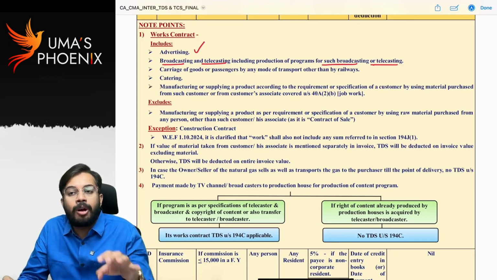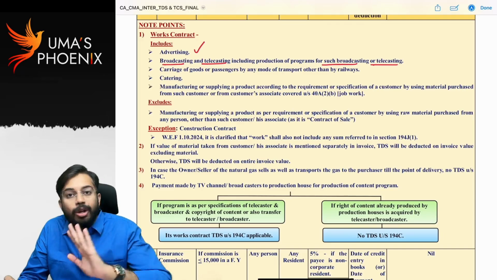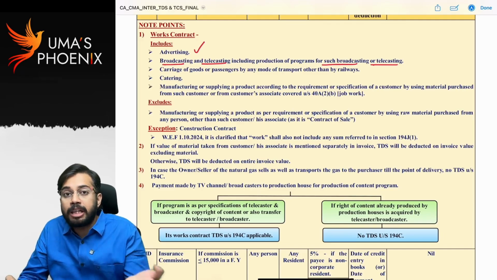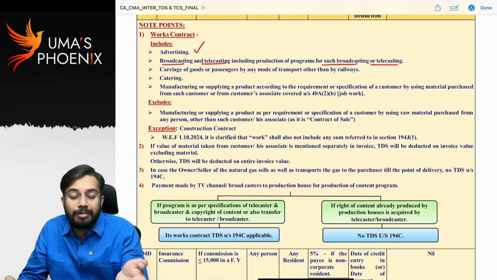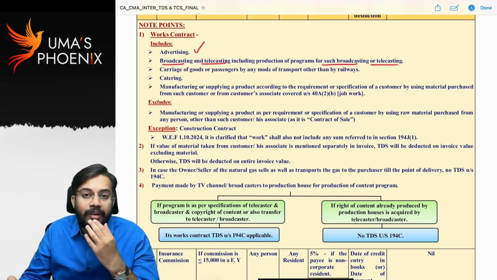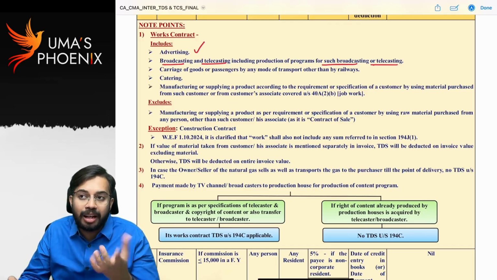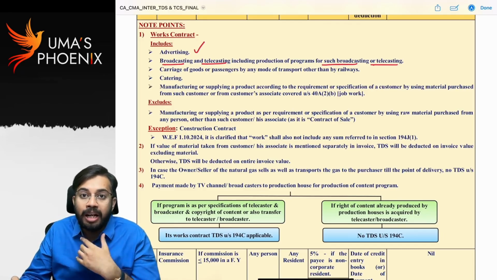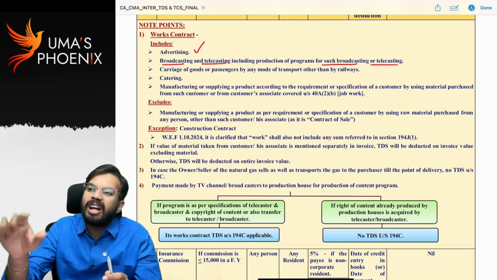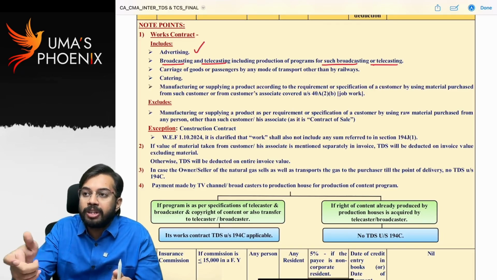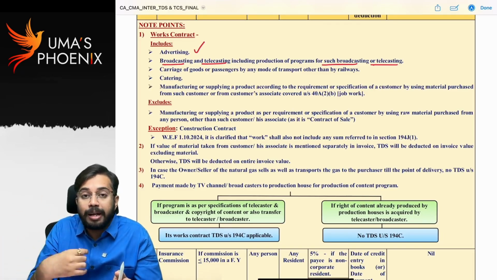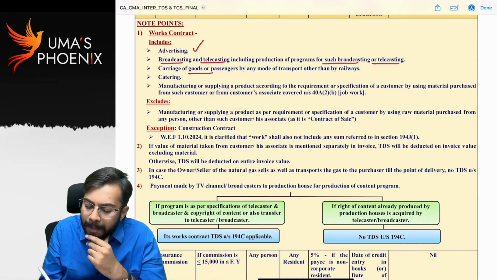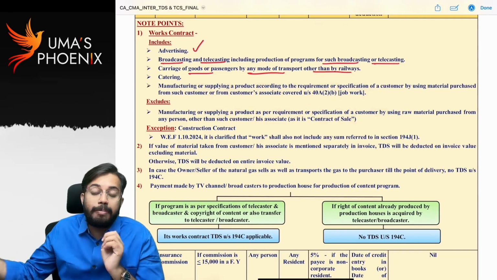So if an already prepared product is purchased, it amounts to sale contract, no TDS under section 194C. If content is prepared as per the requirements of the customer and it is given to the customer, then it amounts to works contract and TDS is required to be deducted. Advertising contract is there. The advertisement is prepared as per my requirements. Now when I am making payment, TDS is required to be deducted by me under section 194C. If the advertisement is already prepared, and I went to the advertisement production company and purchased the advertisement, on this purchase no TDS is required to be deducted. Is it clear? Next, carriage of goods or passengers by any mode of transport other than by railways.